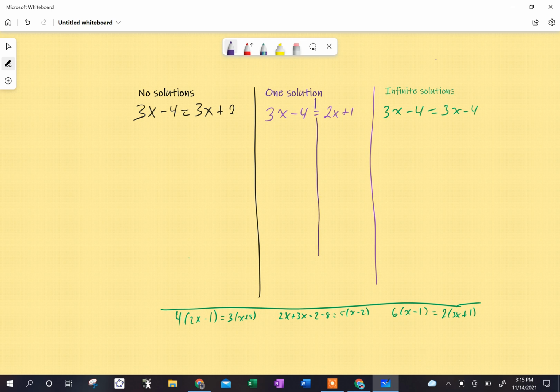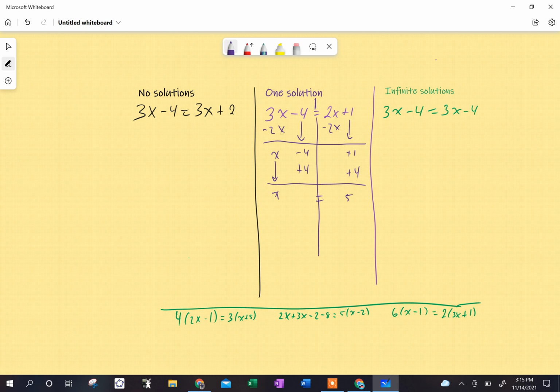What I would do, first, is subtract 2x from both sides. And I'd say, all right, 3x minus 2x is x. Bring down my -4, bring down my +1. Now I'm going to add the opposite to both sides. So I'm going to bring down my x, and I get x equals 5.